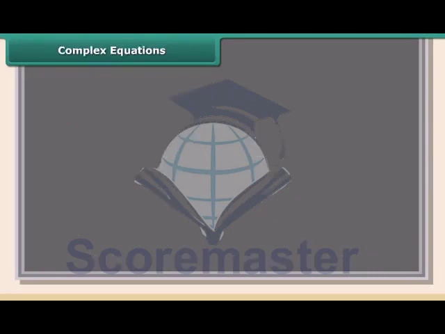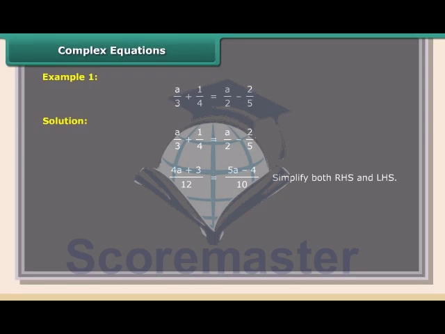Complex equations. Example 1. a/3 + 1/4 = a/2 - 2/5. Solution. a/3 + 1/4 = a/2 - 2/5. (4a + 3)/12 = (5a - 4)/10. Simplify both RHS and LHS.